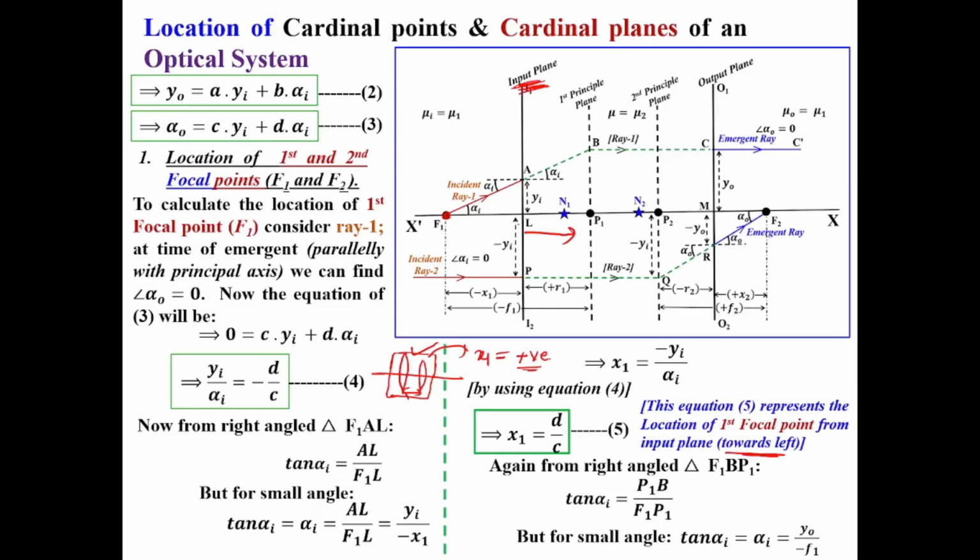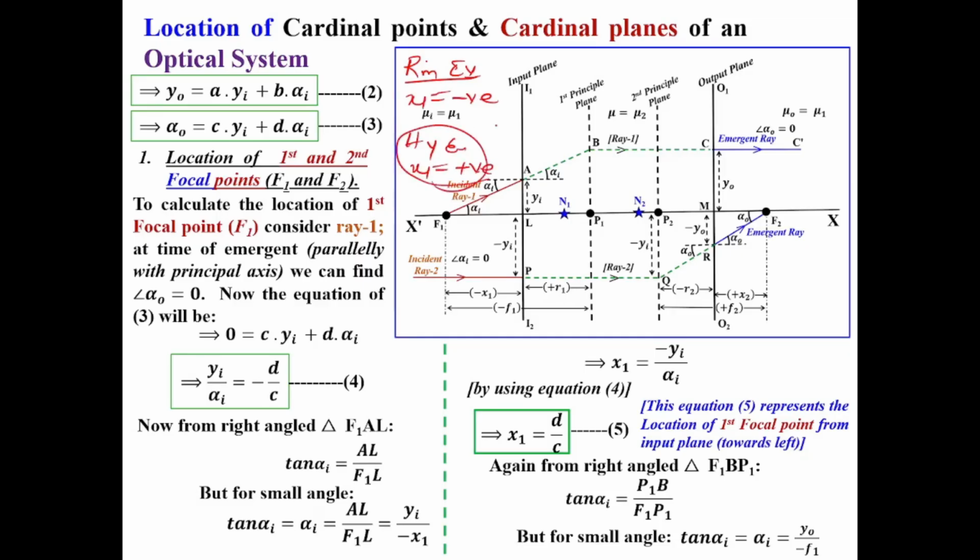But if we consider any optical system, this x1 may be positive or negative. If positive, we have to move towards the right. If negative, we have to move towards the left. You can also observe in the case of the Ramsden eyepiece, which we are going to discuss in our forthcoming classes, this x1 will become a negative value. But in the case of the Huygens eyepiece, this x1 value will become positive.